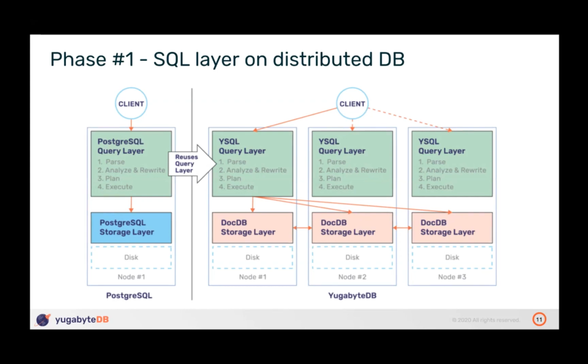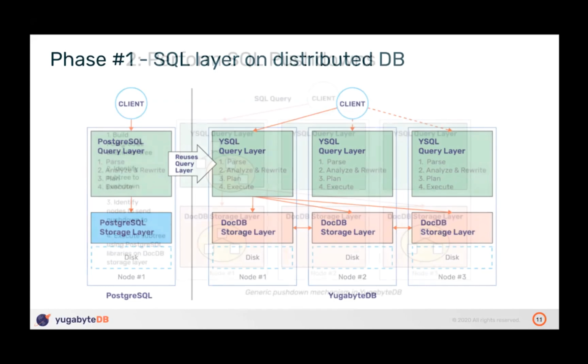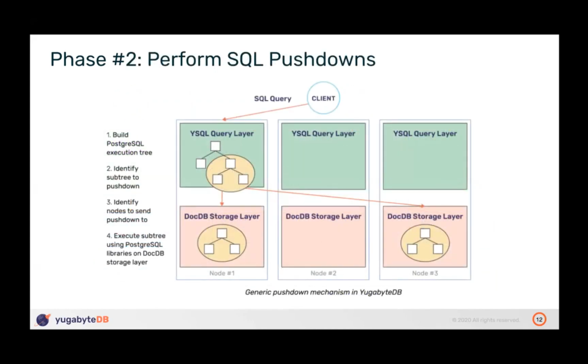Now, when you move to a YugabyteDB architecture, we reuse the upper half with modifications, of course, made inside to appropriately work with a distributed document-based storage layer, which is the lower half of Yugabyte, called DocDB, right? So this gets your SQL layer to run on top of a distributed DB, and each node becomes stateless.